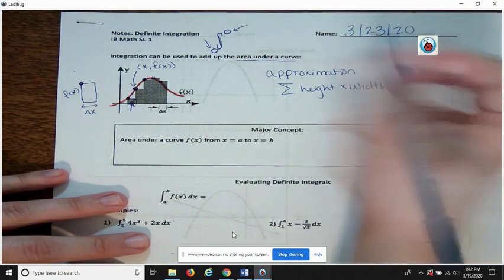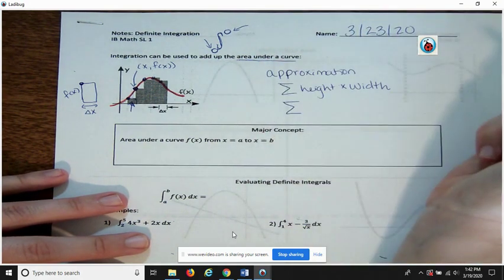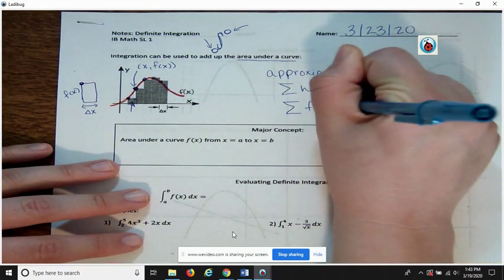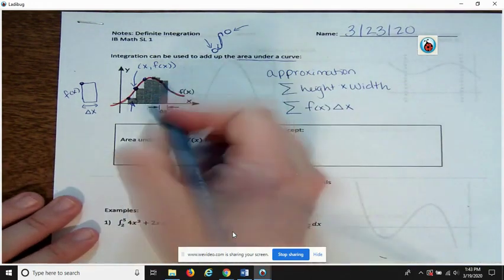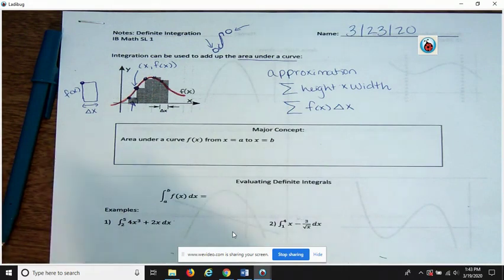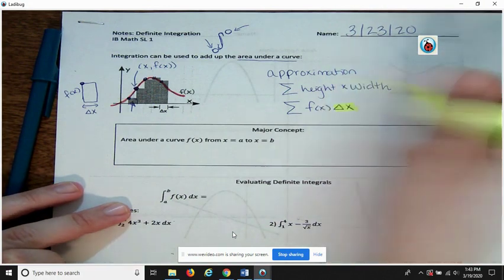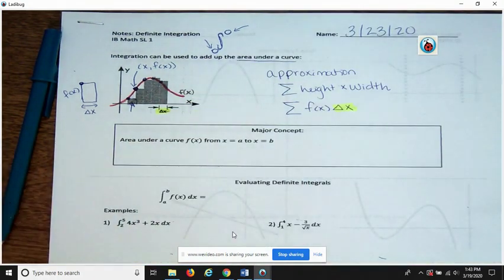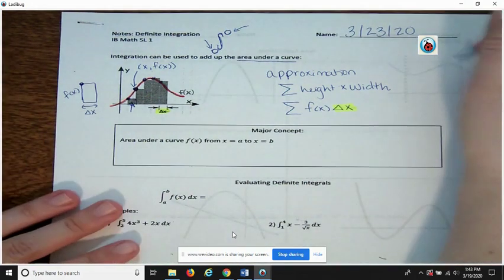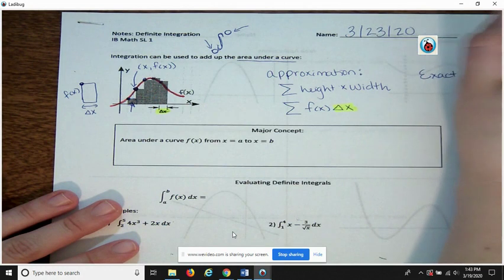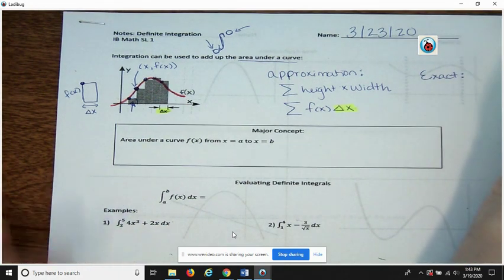Which looks like, when we actually write it out with a formula, our f of x's times our change in x's. And notice right here, I'm going to highlight that this change in x corresponds to how wide each of our little boxes is. That's what it's talking about. So this is an approximation, but we're looking for a formula for the exact area underneath the curve.